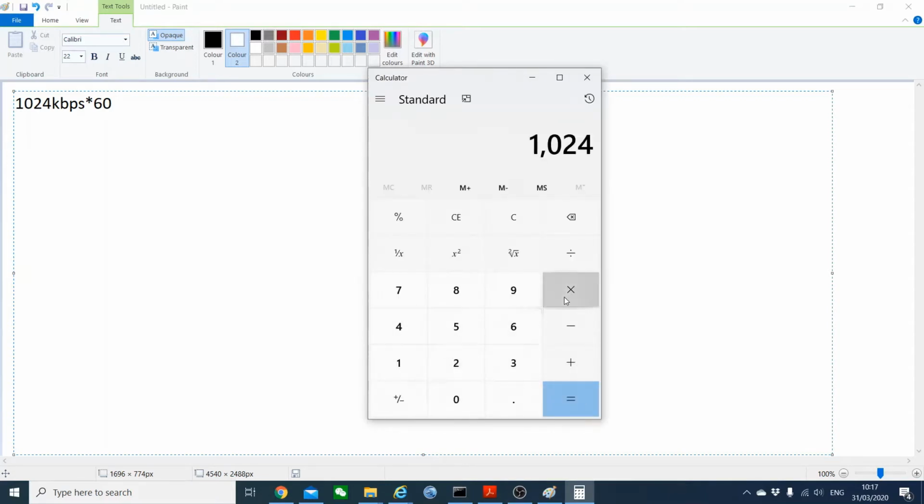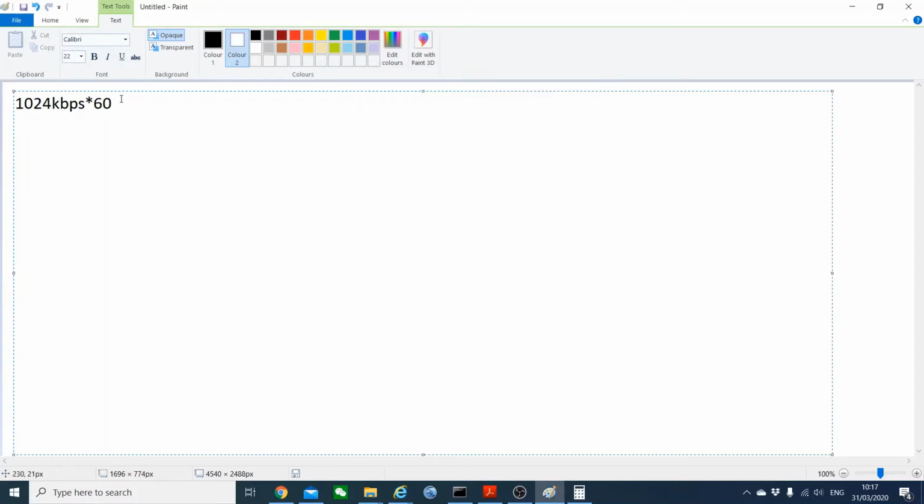1024 times 60, we get 61,440 kilobits per minute. This time, kilobits per minute. In 1 minute, we have 61,440 kilobits. We can do that for an hour. So let's take these 61,440 kilobits per minute, multiply them by 60, because we have 60 minutes in 1 hour.